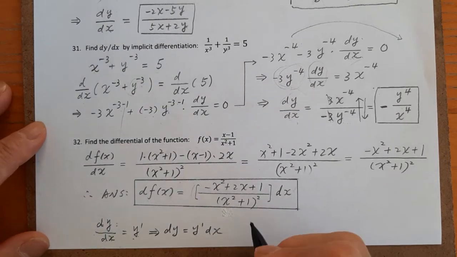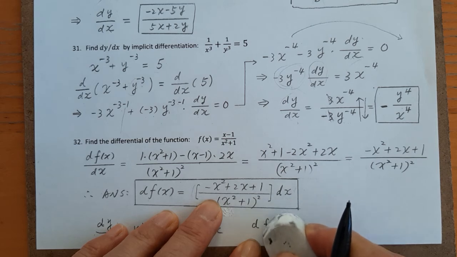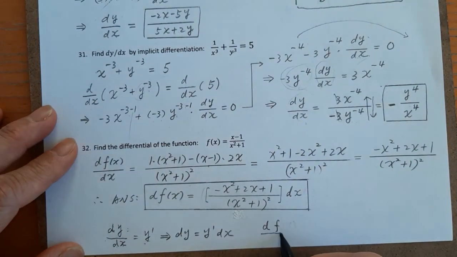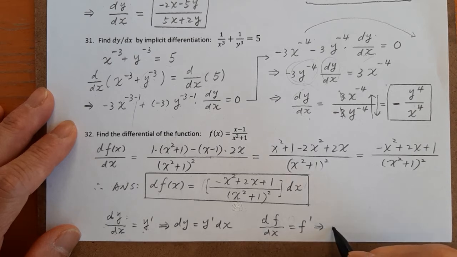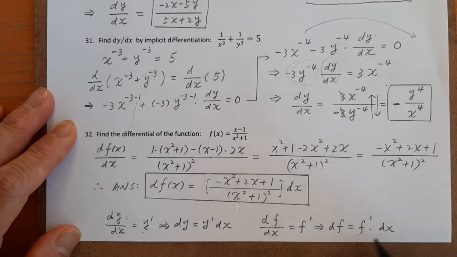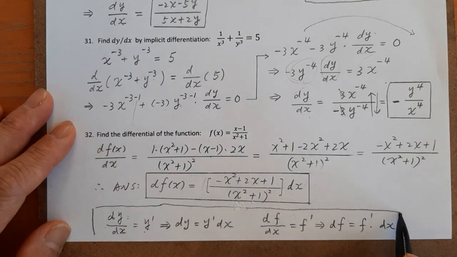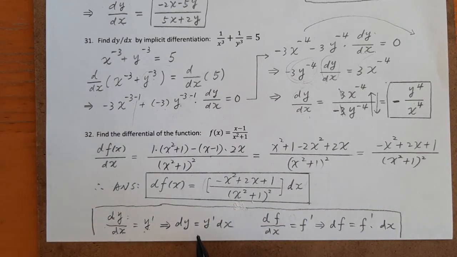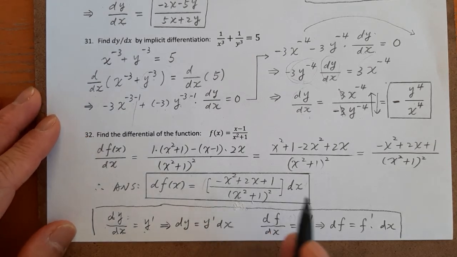If you use the function notation, it's d f of x. If I don't put this, simplify like this, df over dx, that is f prime. F prime is df over dx. Then the differential is df equals f prime times dx. Both sides times dx. This is the differential, which is dy equals y prime dx.